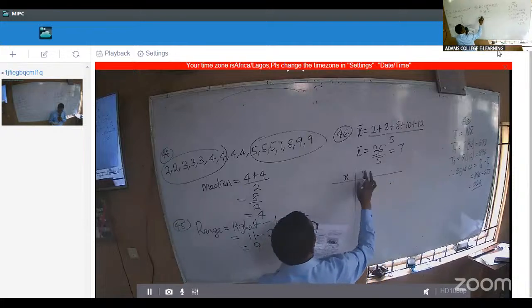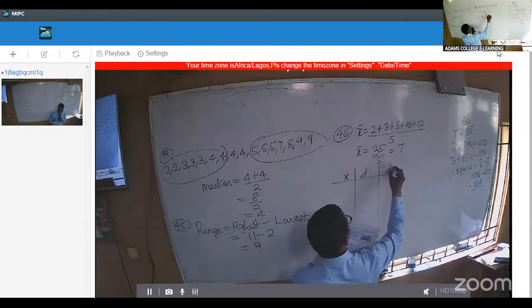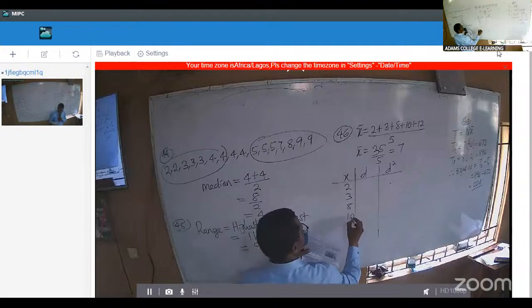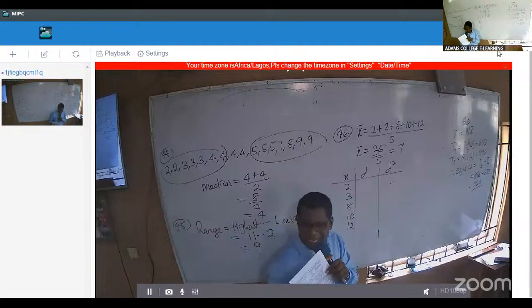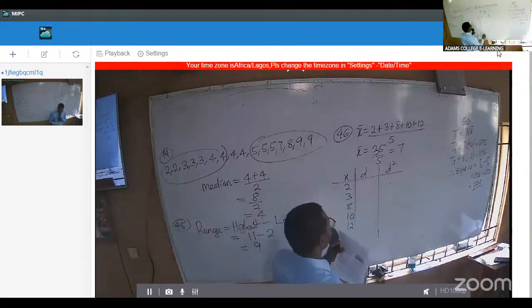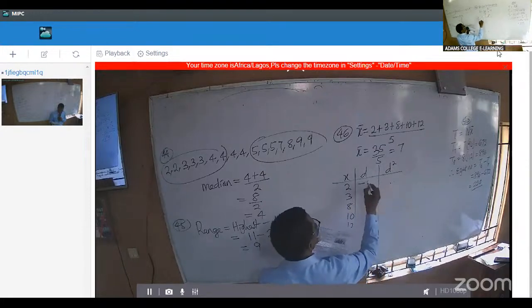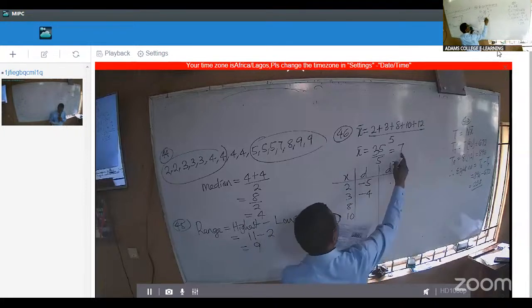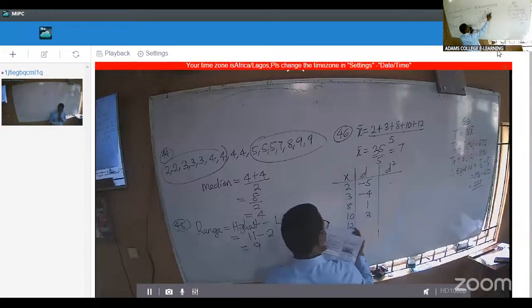So you have x. You can find the deviation, or what we call x minus x bar, d. Then d squared. For 2, 3, 8, 10, 12, don't go and say the standard deviation of 5 numbers is root 2. That's for consecutive numbers, so don't go and do that. Now d: 2 minus 7, 3 minus 7, 8 minus 7, 10 minus 7, 12 minus 7.